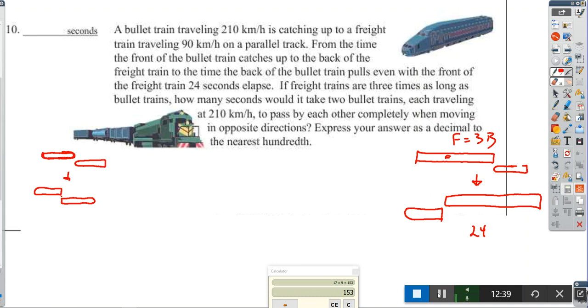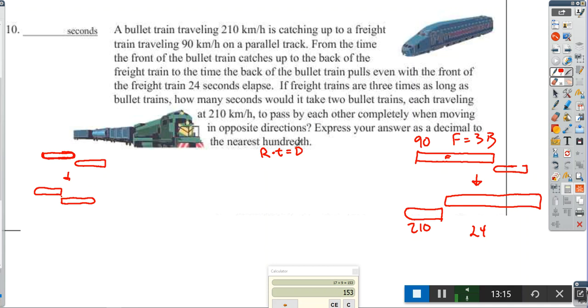Now, the other piece of this puzzle is we need to know that the rate of an object times the time is equal to the distance. So they give us the rate of the freight train. The freight train is traveling at 90 kilometers per hour. The bullet train is traveling at 210 kilometers per hour. That's really, really fast, by the way. So the first thing we need to do is find the distance, because in this situation, we know the rate and we know the time. We need to figure out how long this bullet train is.